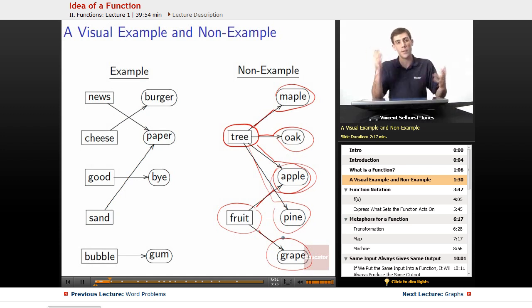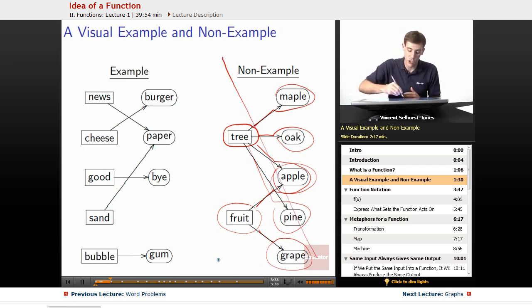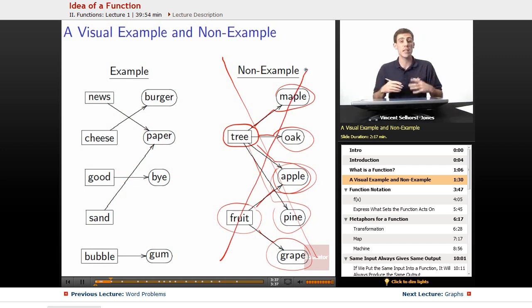Sometimes it's going to be maple, sometimes oak, sometimes pine. No, it has to be one thing and one thing only. That's what it requires to be a function. So this is not an example. This is not allowed, because we can't have multiple things coming out of this. It has to be that one input will only give us one output.